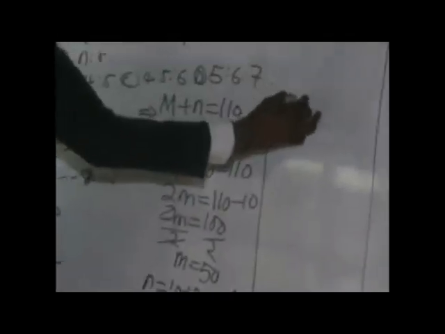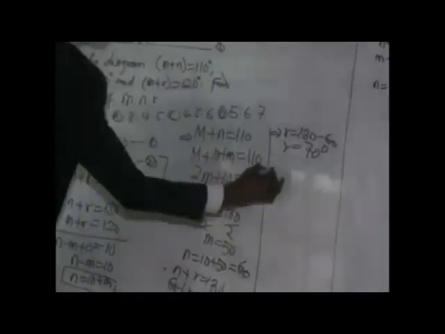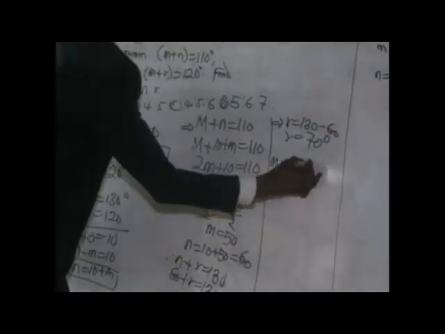So 60 plus r equals 130. By the time you collect like terms, r equals 130 minus 60. So r equals 70 degrees. Now that you are asked to find the ratio m to n to r, what is m? M is 50. What is n? N is 60. And what is r? We are just looking for r now.